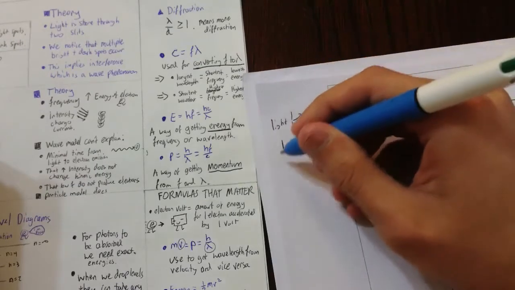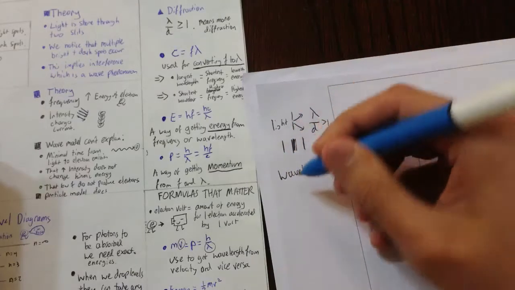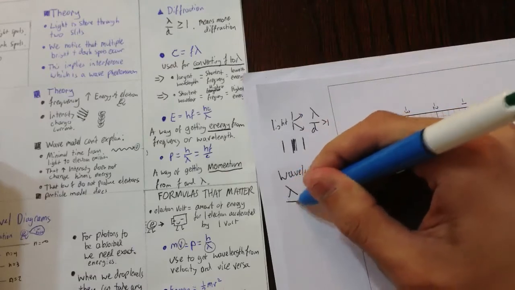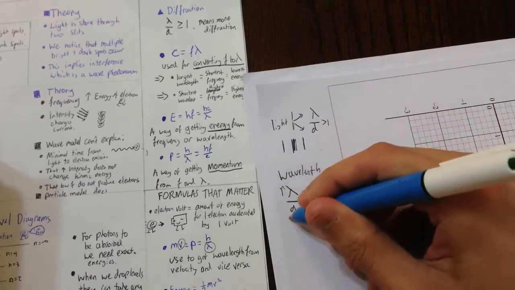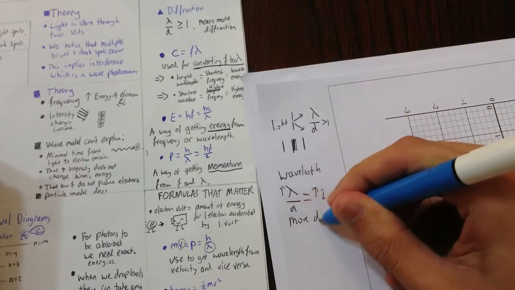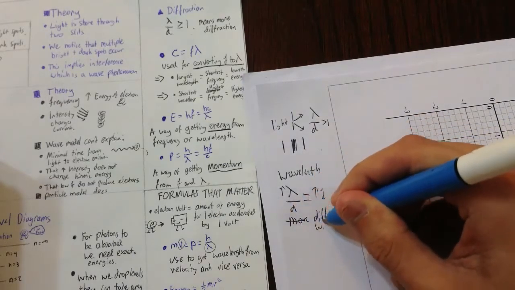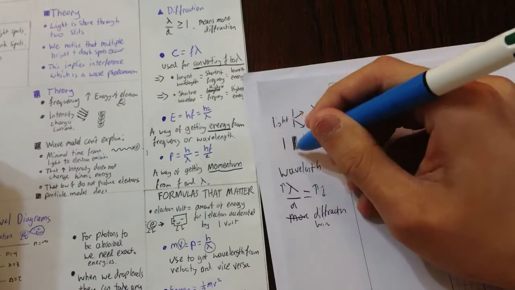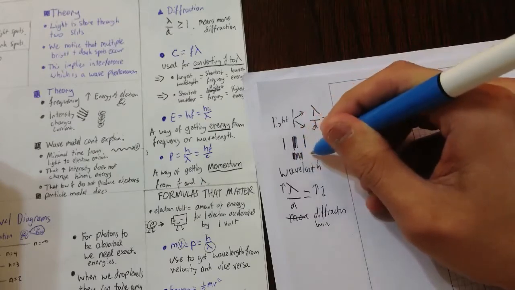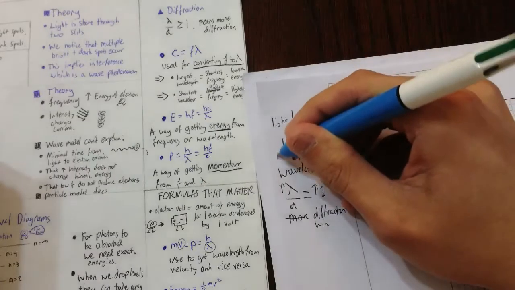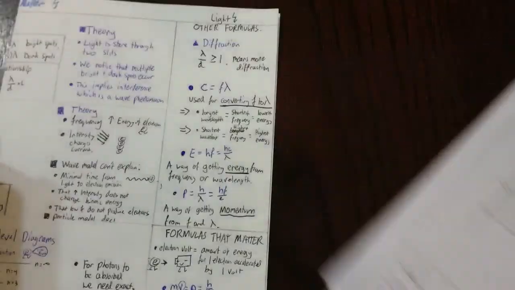Now if we increase the wavelength, what would happen to the pattern? Well, first of all, our ratio, lambda on d, would get bigger. Therefore, we would have more diffraction. Well, not more diffraction, but it would diffract wider. It would make this shape wider, going from here to maybe something like that. Okay? So that's how you use that formula.